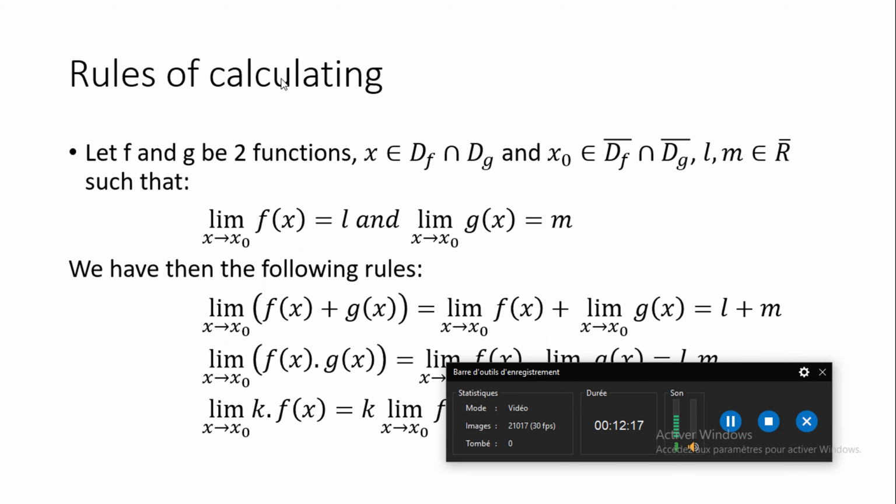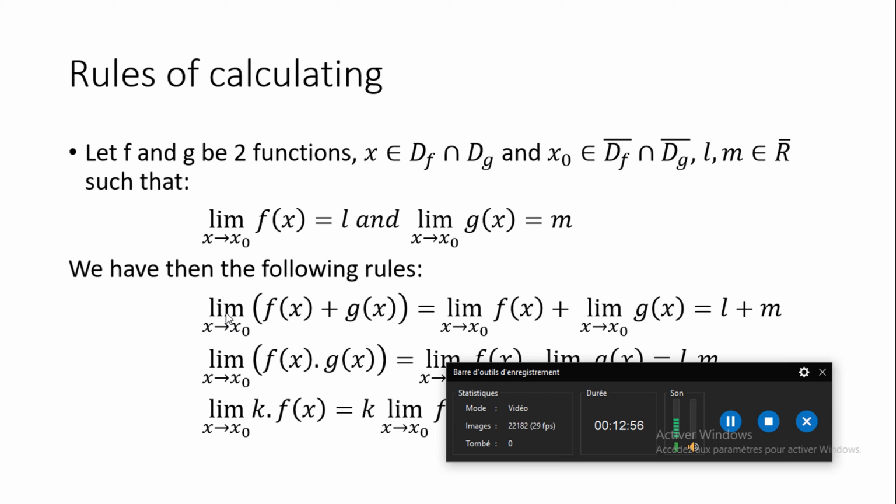So let's move to the rules of calculating limits. Let f and g be two functions, x in the intersection of Df and Dg, the intersection of the two domains, and x0 is in the bar of the intersection of the two domains. So let L and M be in R bar such that the limit of f of x when x gets closer to x0 equals L, and the limit of g when x gets closer to x0 is M. We have then the following rules.